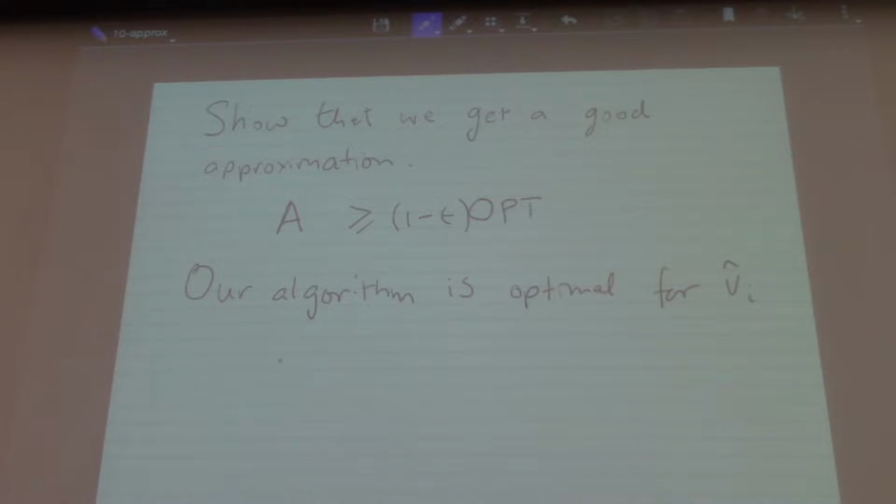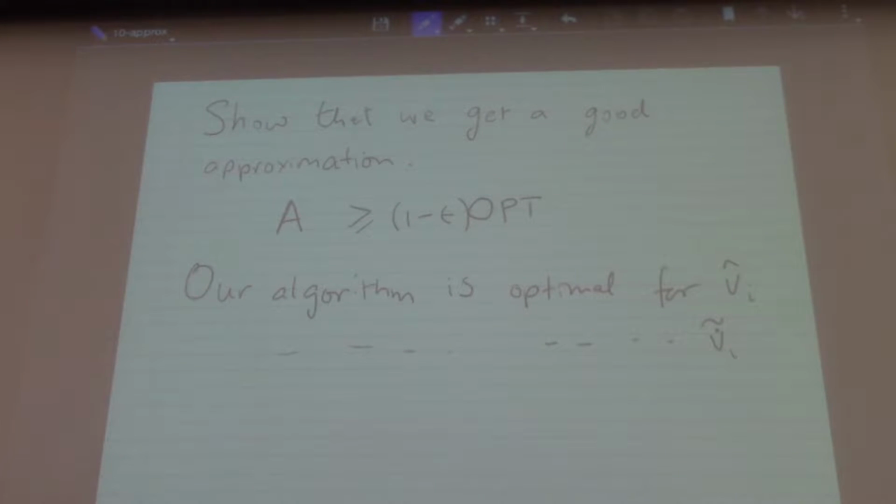It's also, by the same argument, optimal for this. Do you see why that's true? Remember, the v tildes were the rounded versions of the original input. So why is our algorithm optimal for the rounded values from the input? Yes? Because we're finding the solution using dynamic programming. Right, but to be precise, we're running dynamic programming on the hatted values, not on the tilde values. Why is it optimal for the tilde values as well?